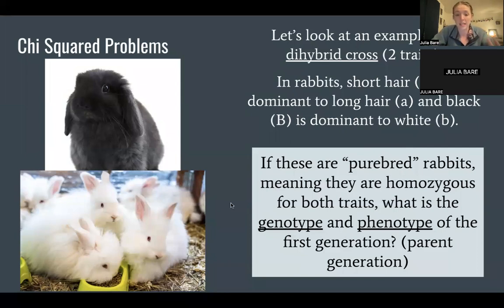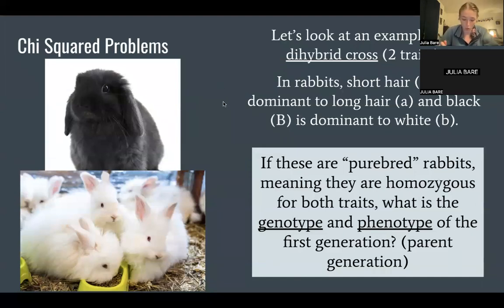So when we're doing a statistical test, we need to set up a scenario in order to understand what it is that we are testing. So let's say this is the example we set up. If these rabbits that we see on the screen, this black rabbit with short fur and this white rabbit with long fur, are considered purebred rabbits, meaning that they are homozygous for both traits, hair length and hair color, what is the genotype and phenotype of the first generation, or in other words, the parent generation?